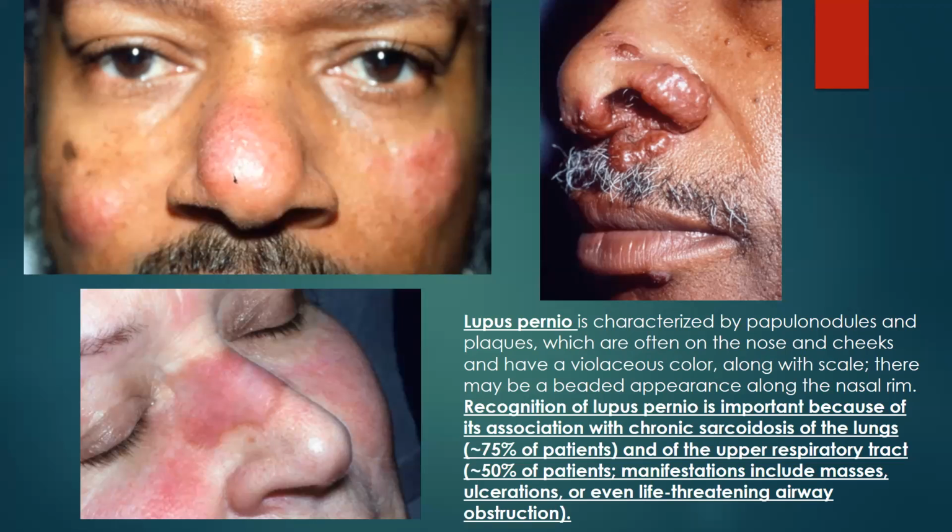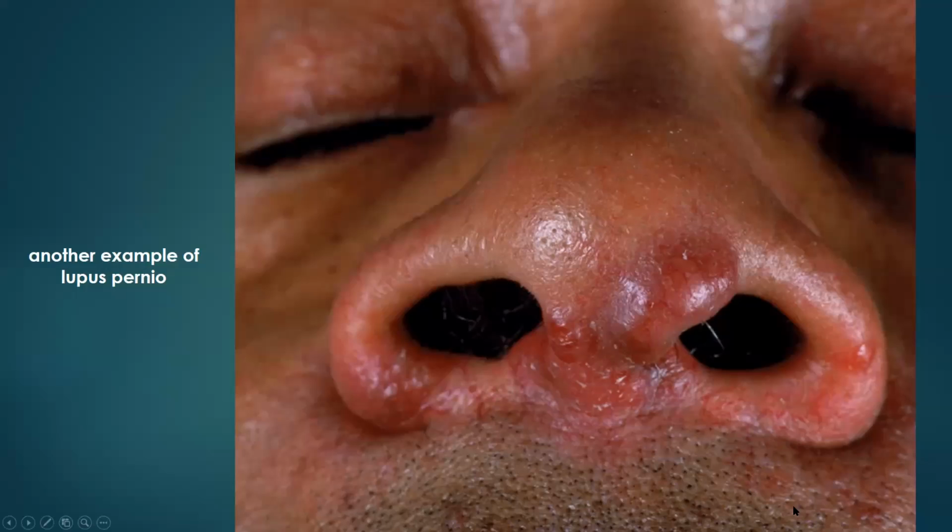We're talking about the trachea. We're talking about the pharynx. You can have involvement anywhere. You can sometimes have ulcerations, masses. They can actually be at risk of respiratory compromise. So this skin finding can really be a good indicator that you need to do a more extensive evaluation. Here's another good classic example, lupus pernio, nasal ala involved all over again, kind of beaded papules.